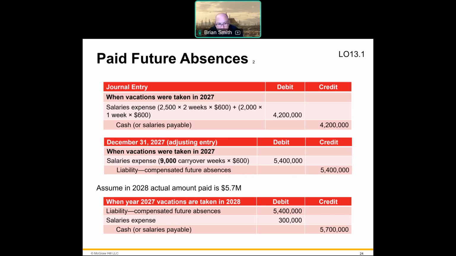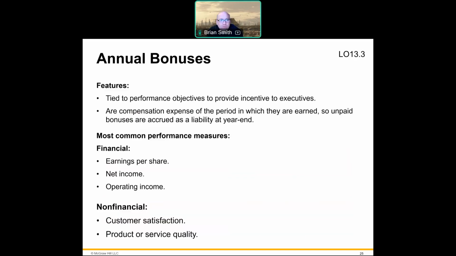Okay. So we're going to get rid of the liability as we use it, and then debit salaries expense for anything in addition to that and credit the cash. It's actually kind of, when you think about it, it makes perfect sense, I hope, because it's kind of cool.